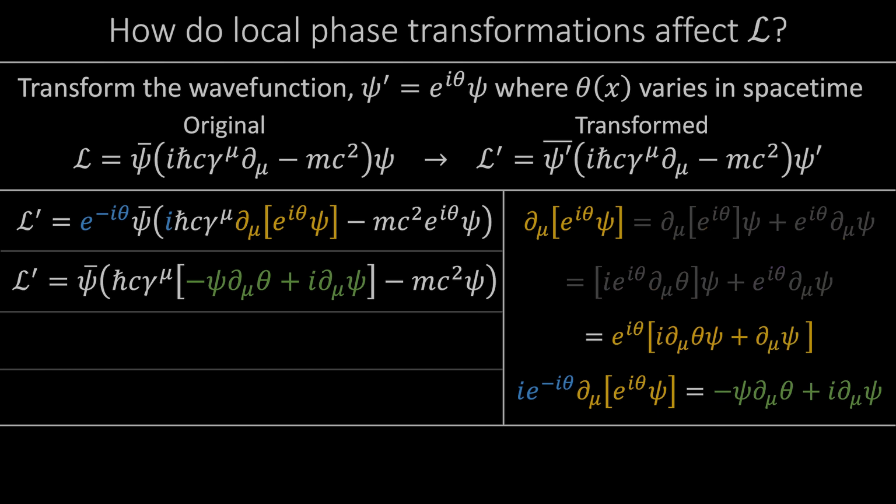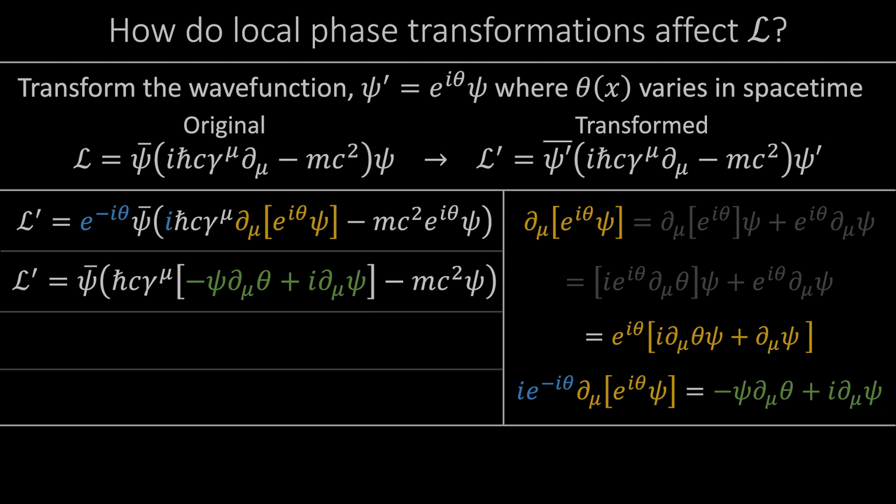Now, if we look at the transformed Lagrangian, you see those blue terms I'm highlighting, the e to the i theta times i? And you see how that multiplies through the four-gradients of e to the i theta psi. So let's bring that together, and we'll let the e to the negative i theta cancel out the e to the i theta, and we'll multiply through by i. And we see that the product of that blue and yellow term ends up being simply negative psi times the four-gradient of theta, plus i times the four-gradient of psi.